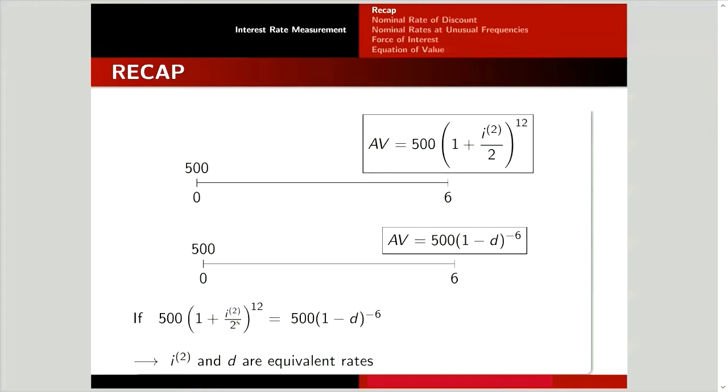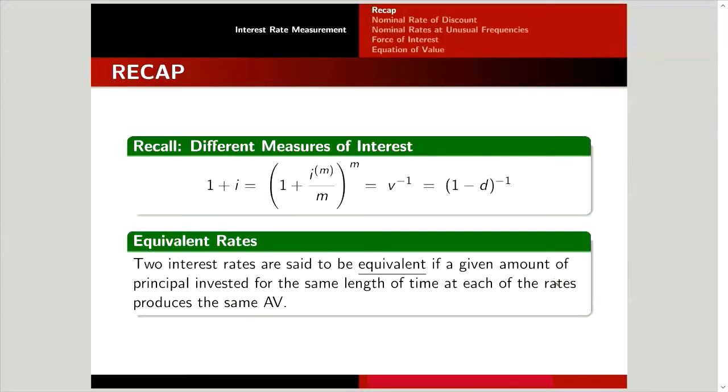Okay? And please notice, you can cancel this 500 and this 500. If you do that, you will be having only this one: 1 plus I upper 2 over 2, raised to 12, equals 1 minus D raised to negative 6. Which is basically here in our established relationship among different measures of interest.